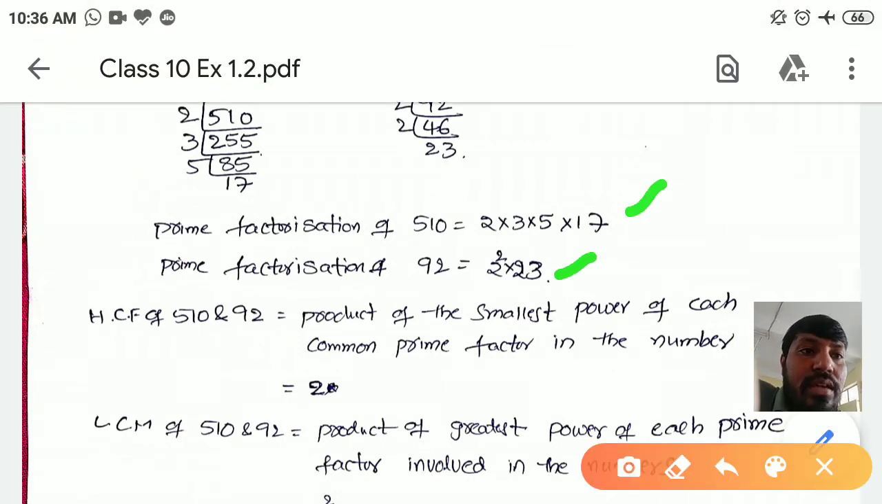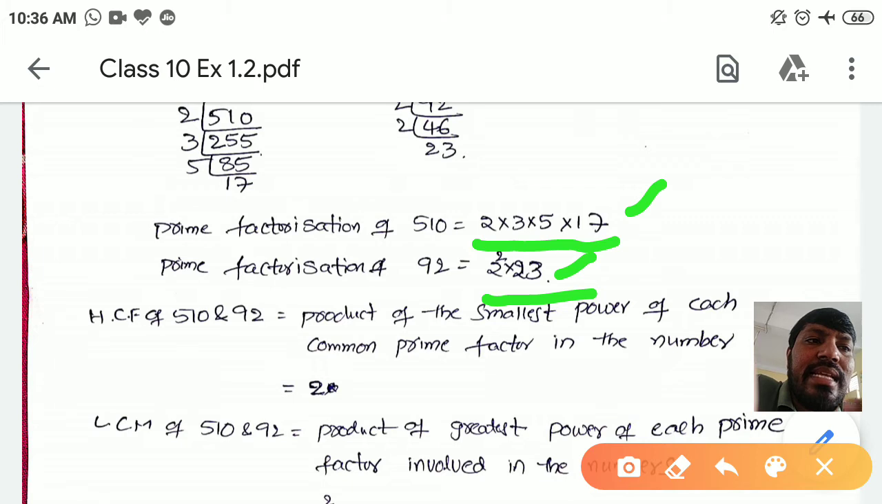Now concentrate: whenever you find the HCF, this is one number's prime factorization and this is another number's prime factorization. More than 2 numbers may be given to you, 3, 4, 5 numbers also. Like this you need to note down the prime factors one by one. After writing the prime factors, to find the HCF you need to take the smallest power of each common prime factor. So what are the common prime numbers present in these two numbers?